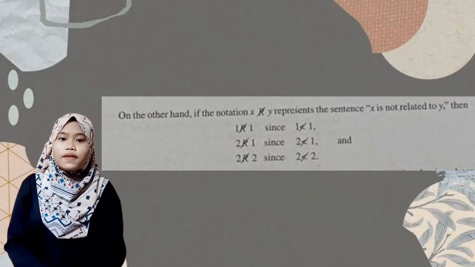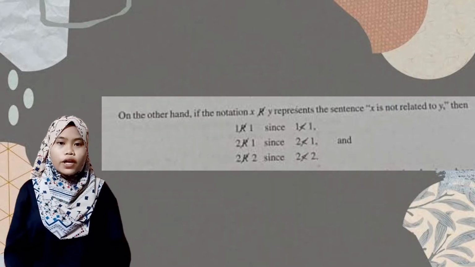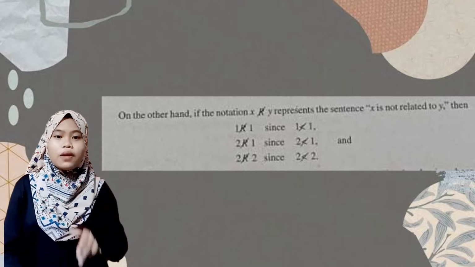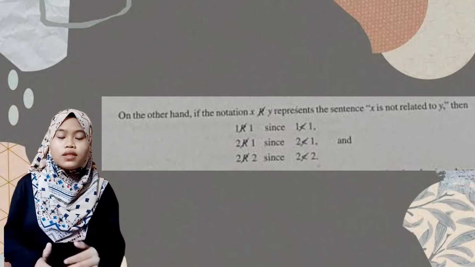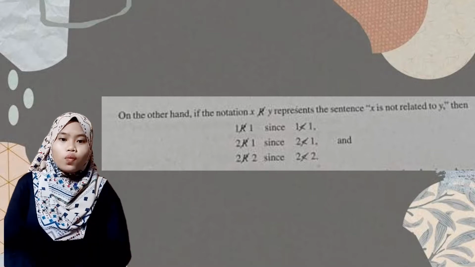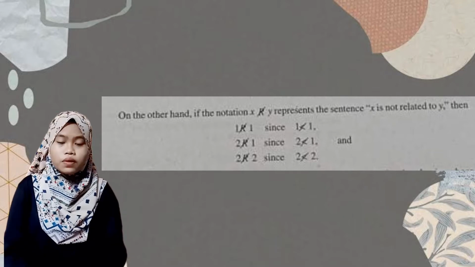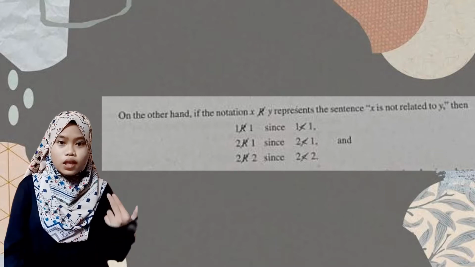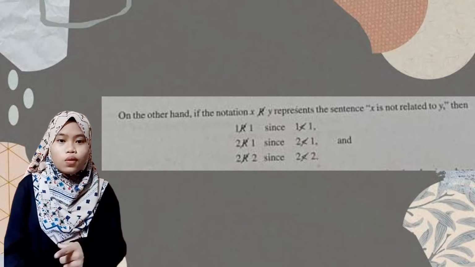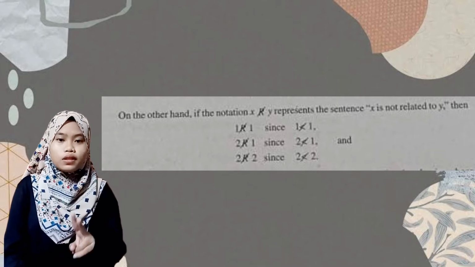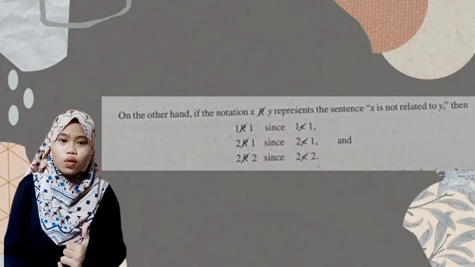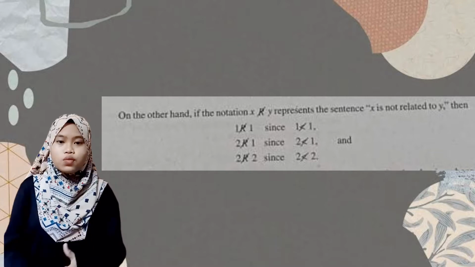On the other hand, if the notation X R Y, yung R ay may slant line sa middle, it represents the sentence X is not related to Y. Then, here's the example. 1 is not related to 1 since 1 is equal to 1. Si 2 is not related to 1 since si 2 is greater than 1. And si 2 is not related to 2 since 2 and 2 are equal to each other. That is why they are not related.